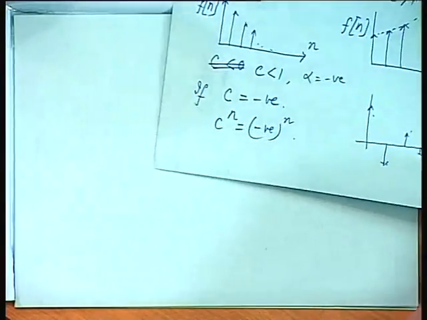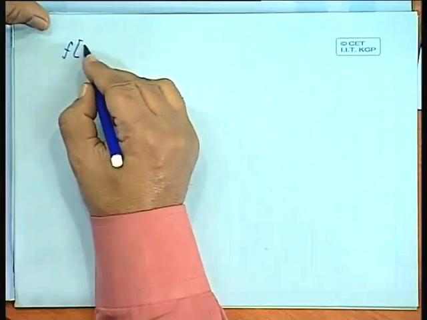One of our friends had asked, when do you get c negative? For alpha positive values or negative values, you do not get c negative, is it not? c was less than 1 or greater than 1, but when do you get c negative? Thank you very much. It is for a complex function.